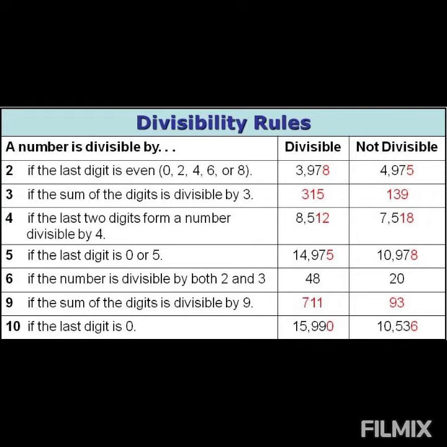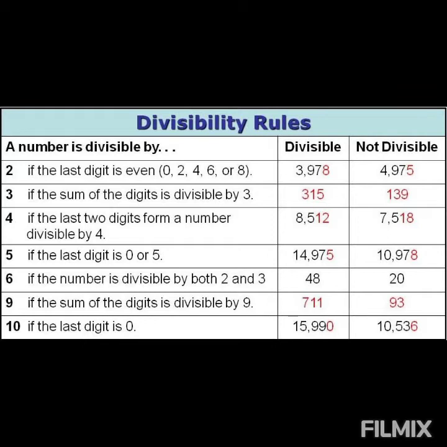Now let's see the divisibility rule for 3. If the sum of the digits is divisible by 3, then the number is also divisible by 3. Means अगर जो sum होता है सारे digits का वो divisible हो जाता है 3 से, it means the number is also divisible by 3. Now let's see the divisibility rule for 4. If the last two digits form a number divisible by 4, means if the last two digits are divisible by 4, then the number is also divisible by 4. That given number is also divisible by 4.